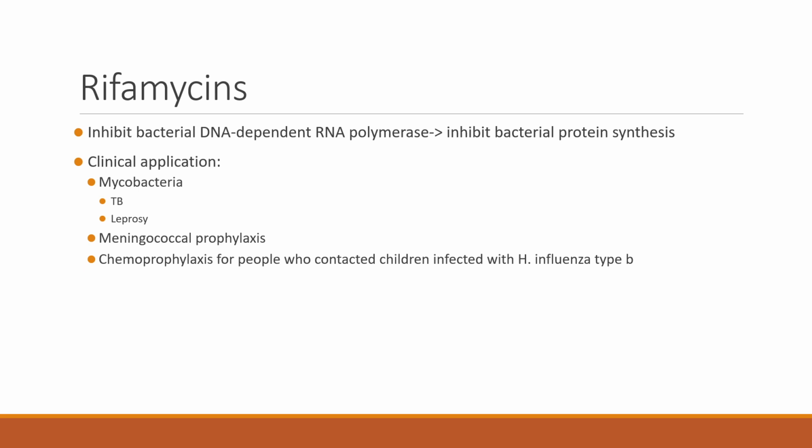For Rifampin, the mechanism is inhibiting the bacterial DNA-dependent RNA polymerase, so that in the end it can inhibit bacterial protein synthesis and kill the bacteria. I understand this is quite difficult to memorize, so I suggest you just understand that it inhibits protein synthesis. And for the clinical applications, it targets mycobacteria. When you see mycobacteria, you can already think of TB, tuberculosis.